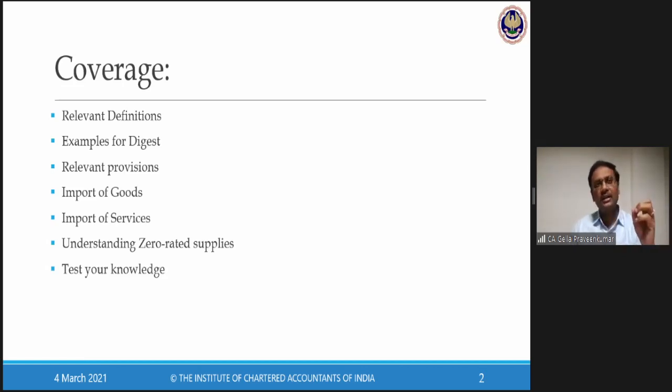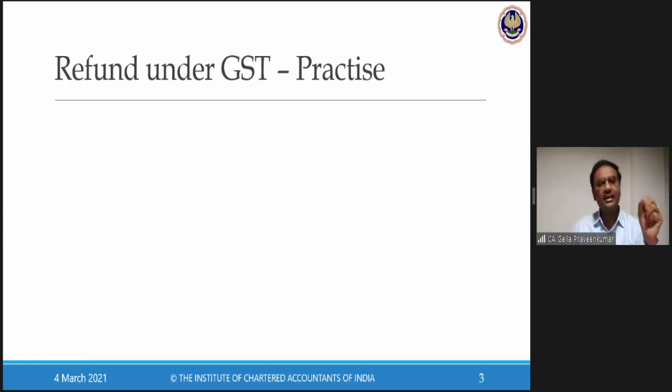Now, in the last session, we have discussed something on refund process under GST law. We have started understanding what you mean by refund, what is the process of filing a refund application, and on which aspects I can claim a refund under GST law. And we have also understood a couple of the procedures and equations in relation to our refund under GST law.